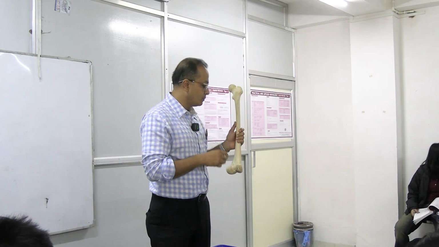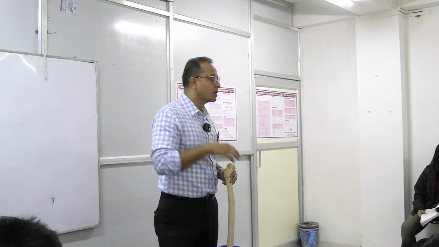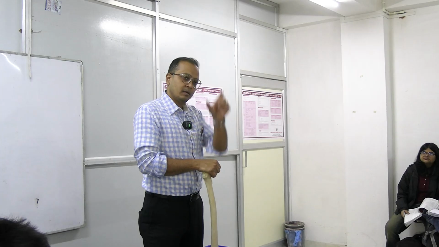The medial head of the gastrocnemius is attached on this side. Gastrocnemius is basically present on the back side of the leg. If you look at the back side of the leg, we have a muscle we call gastrocnemius. It has 2 heads, coming like a V.